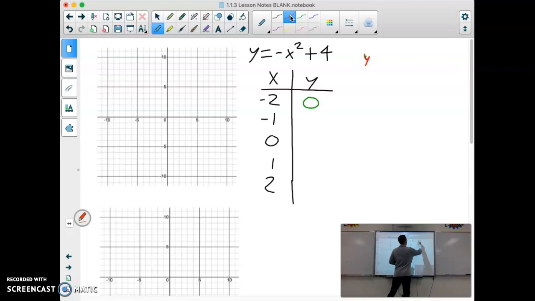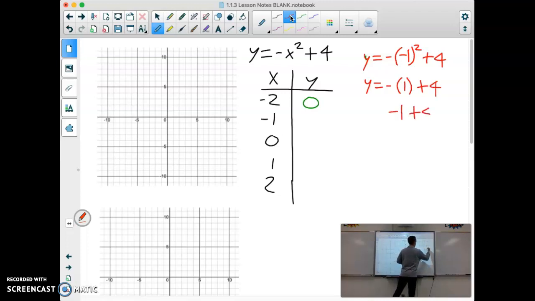So we have y is equal to minus -1 squared plus 4. -1 squared should just get us 1. So a negative times a positive is going to get us -1 plus 4. So our y should be equal to 3 for that one.